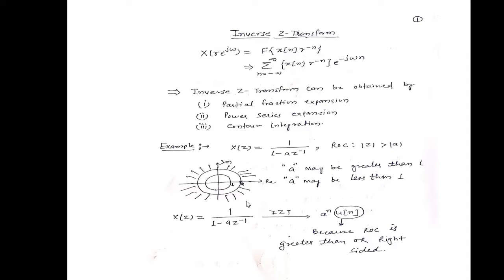We have discussed this Z transform in the previous lecture: a to the power n u of n has the Z transform 1 upon 1 minus a z inverse. So the inverse Z transform of 1 upon 1 minus a z inverse will be a to the power n u of n. u of n is associated with a to the power n because the ROC is greater than a, or right sided.